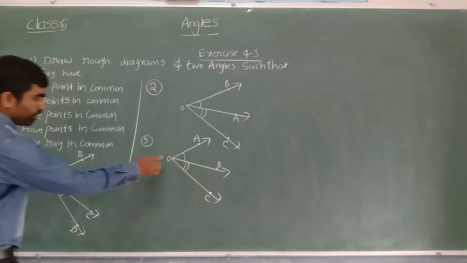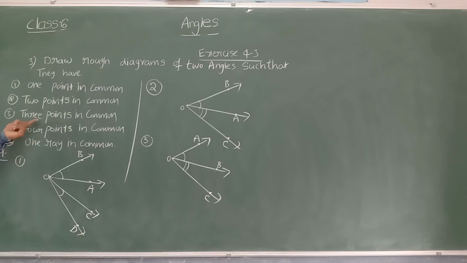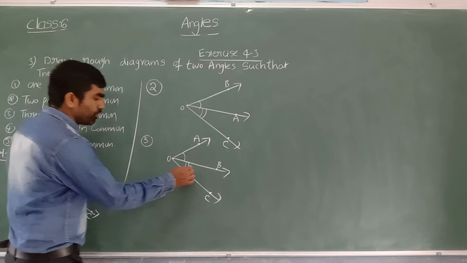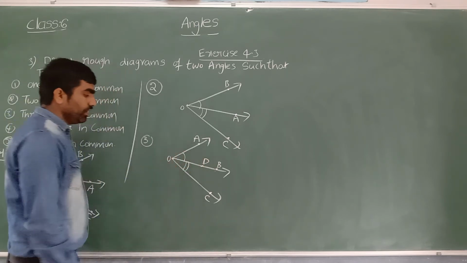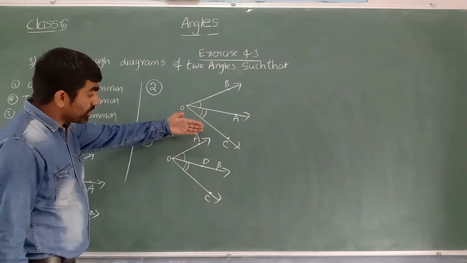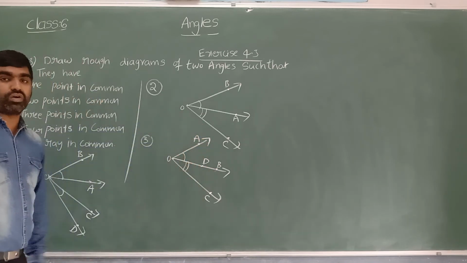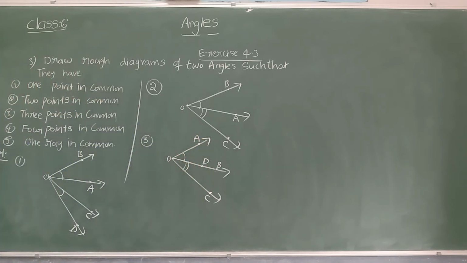But how many are there? Only 2 common points. They are asking for 3 common points. You pick one more point, D. Now O, D, B are the points which are there in both the angles. They are called common points.